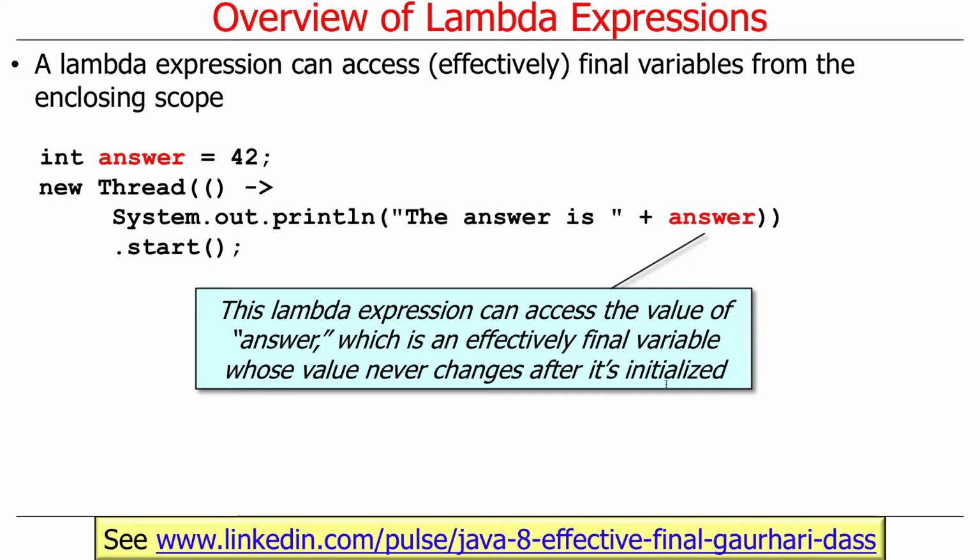Another interesting thing you can do with lambda expressions is you can actually pass values or variables to them, as long as those variables are either what are called final variables or effectively final variables. You may or may not have learned this in your Java course, but does anybody remember what a final variable is in Java?